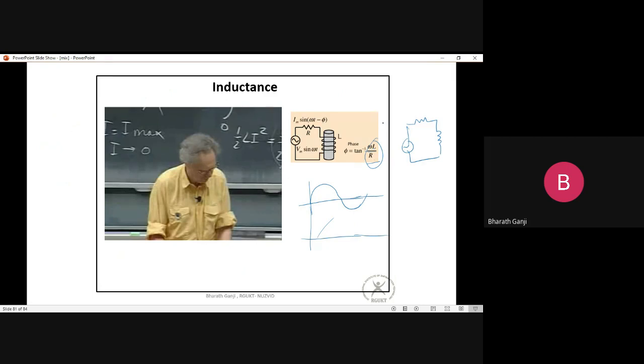Because of this phase difference, the mechanical effects are shown in this video. So let me play it.